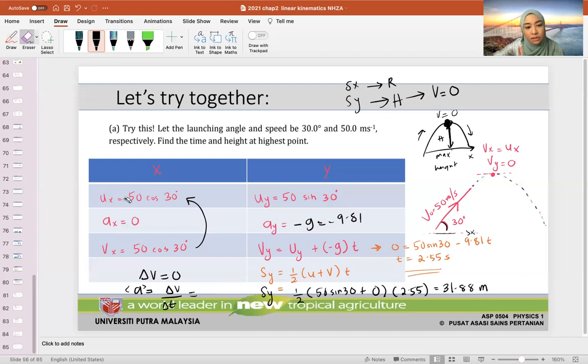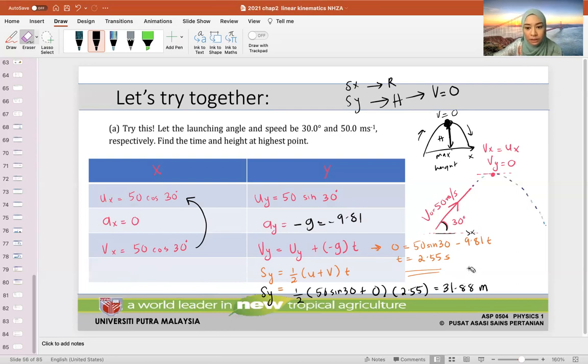Kenapa velocity tak berubah? Because there is no change in velocity because of the zero acceleration. When you have a value in your acceleration, then you have a change in your velocity. This is something to think about je lah. But if you are already comfortable and you don't want to remember stuff from the first part, then just don't lah. But it makes sense, right? Acceleration 0, therefore velocity does not change.